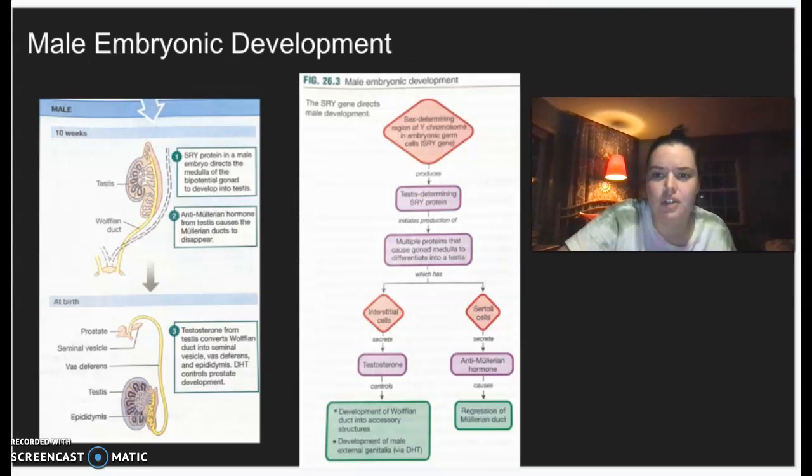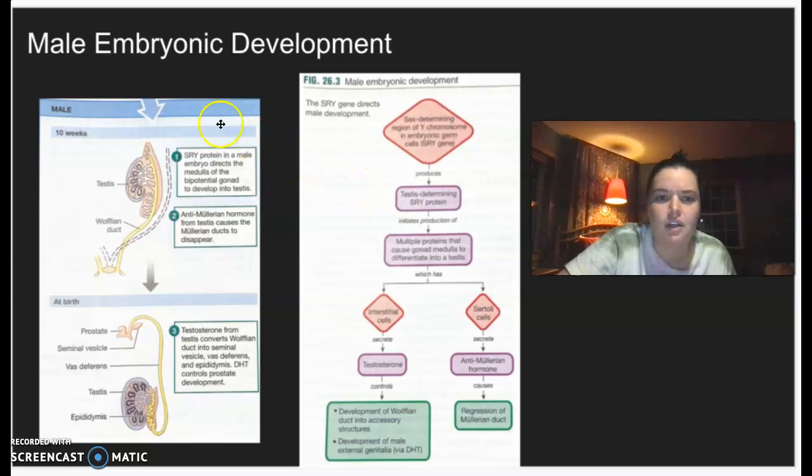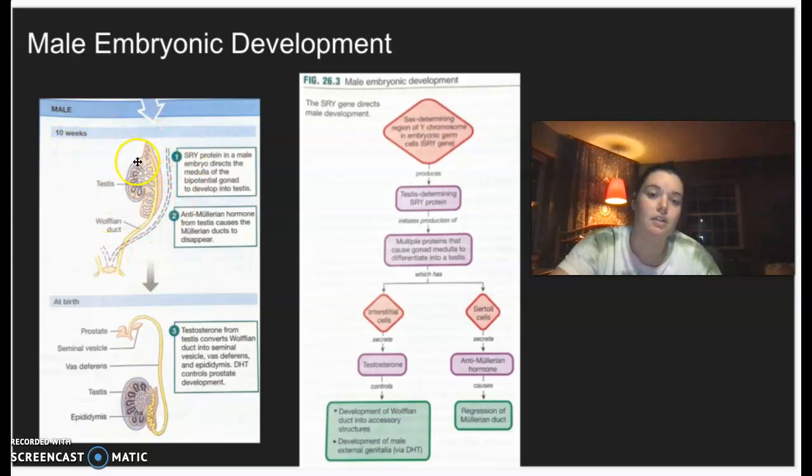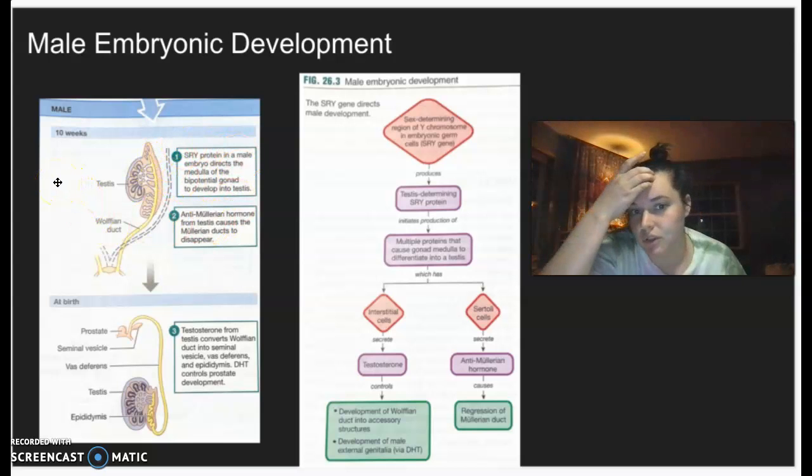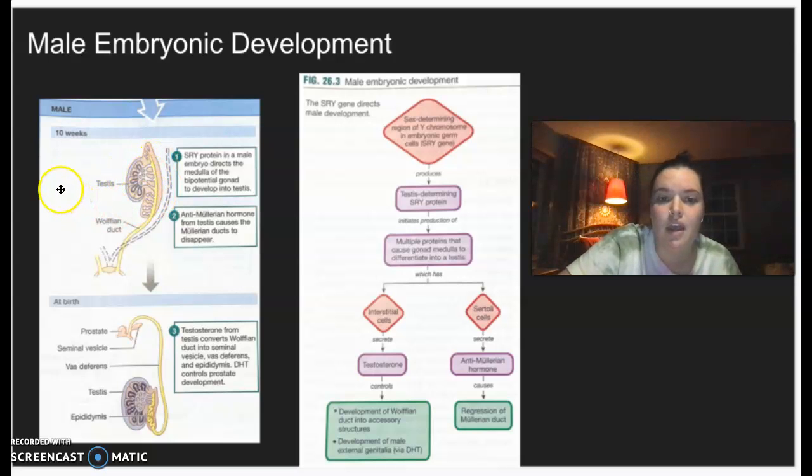So these two images are kind of a summary of what I just said. Here is right after you have the bipotential embryo. So that would be right here normally, and it comes down, and you have this male embryo at 10 weeks. As seen in this image, the SRY gene in the male embryo will direct the medulla of the bipotential gonad to develop into testes, right here. And the anti-Müllerian hormone from the testes causes the Müllerian duct to disappear. So in this image, they are no longer here, as we will see them in the female embryo.